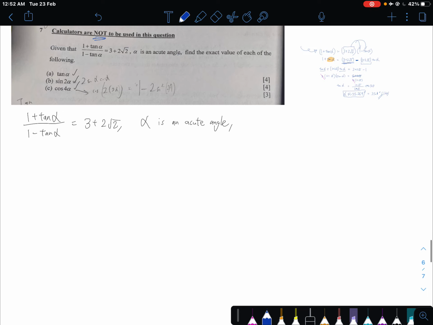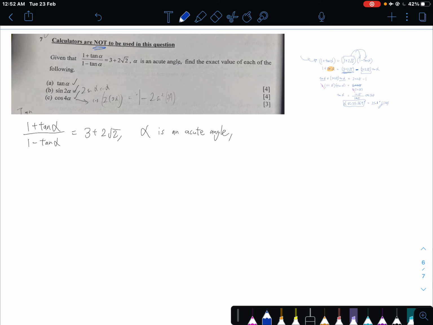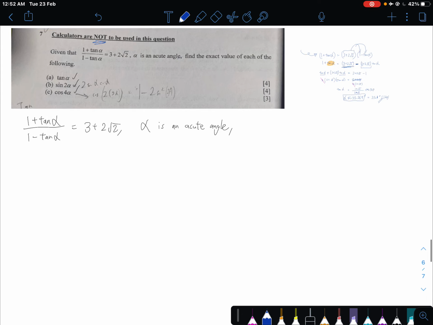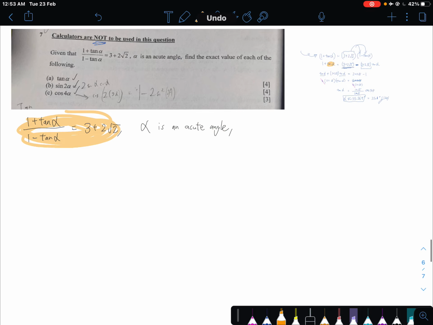Alright, so now we're gonna solve question 7, which is telling us without using a calculator, try to find out these expressions: part A, part B, part C, tangent alpha, sine 2 alpha, and cosine 4 alpha, where the alpha is trapped inside this original equation. 1 plus tangent alpha over 1 minus tangent alpha is equal to 3 plus 2 root 2. And alpha is an acute angle. Okay, good. So what can we do?